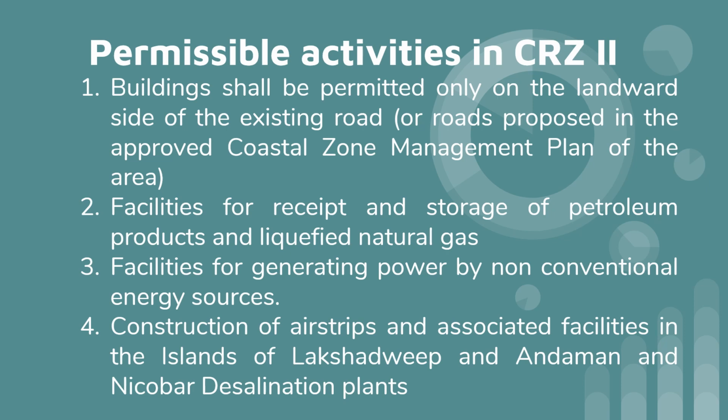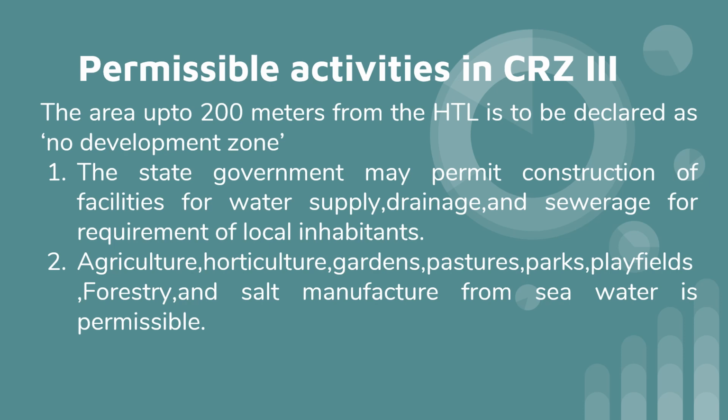And also desalination plants can be set up in this CRZ 2 area. And the next is the permissible activities in CRZ 3. Here, the area which covers up to 200 meters from the high tide line is to be declared as a no development zone.